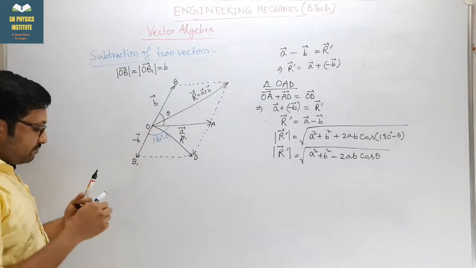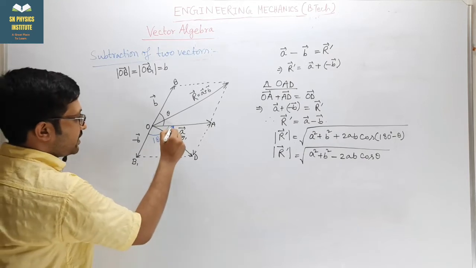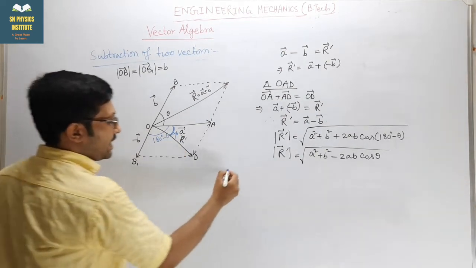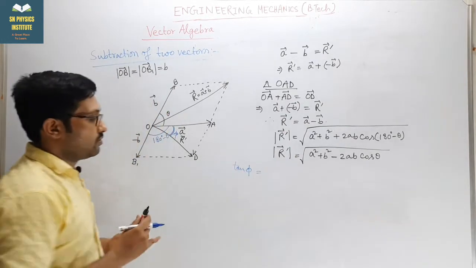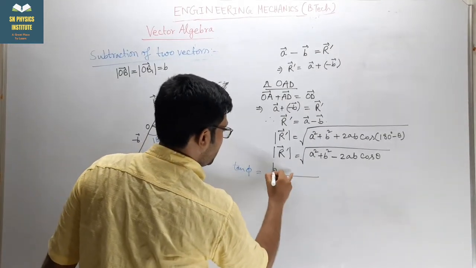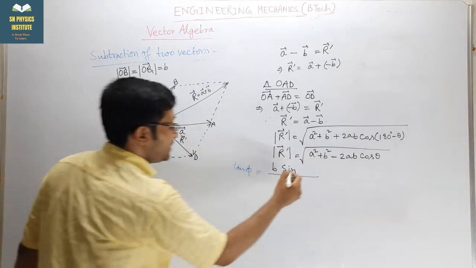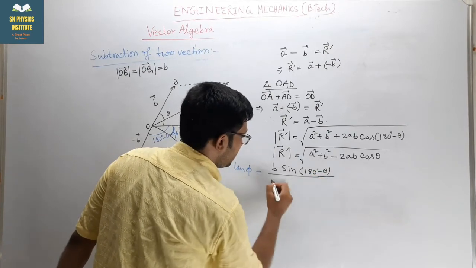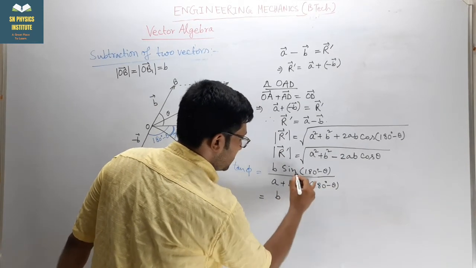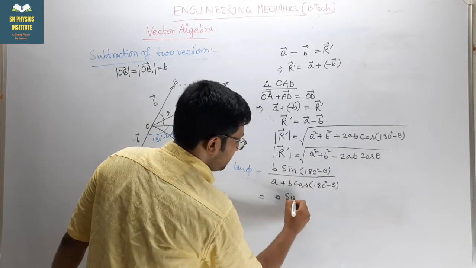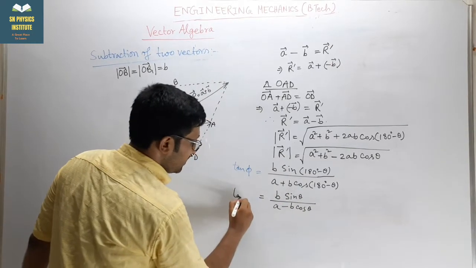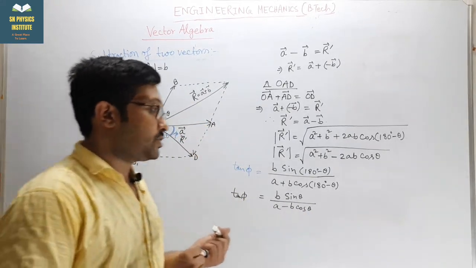And suppose this R prime is making an angle, for example this angle I am considering, phi. Phi is the angle it makes. So what is the value of tan phi? You can easily write B sine theta, but theta here means 180 minus theta, so B sine of 180 degree minus theta divided by A plus B cos of 180 degree minus theta. In the second quadrant sine is positive, but in the second quadrant cos is negative. So tan phi is equal to B sine theta divided by A minus B cos theta. Okay, so this is your subtraction of the two vectors.